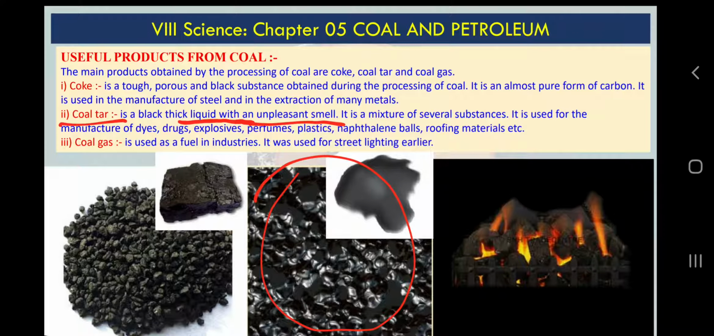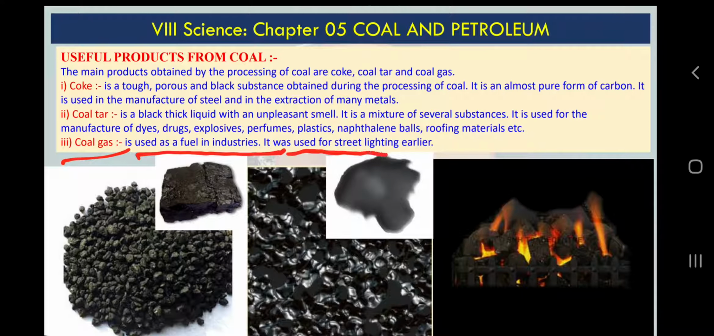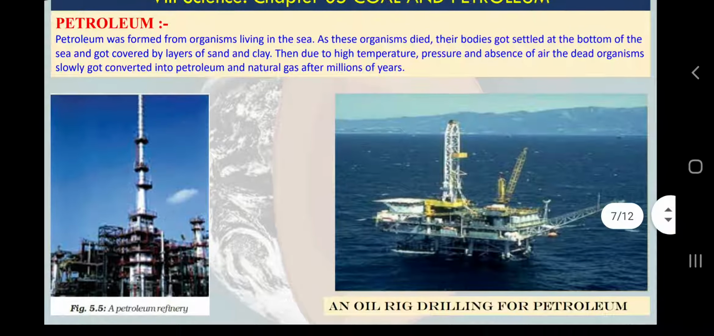If you are talking about petroleum products or coal, all will have an unpleasant smell, because they have gone through pressure and temperature, absence of air, and they are actually remains of living organisms. Coal tar is a mixture of several substances, and it is used in dyes, drugs, explosives, perfumes, plastic and roofing material. There are so many uses of it. Then finally the coal gas. Coal gas is used in fuel industries. It was used for street lighting earlier. These are very simple uses we need to memorize about coal and its products.